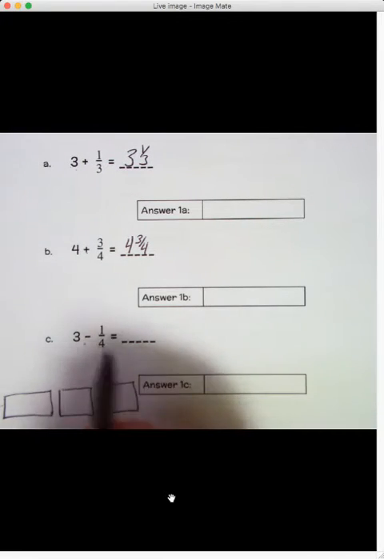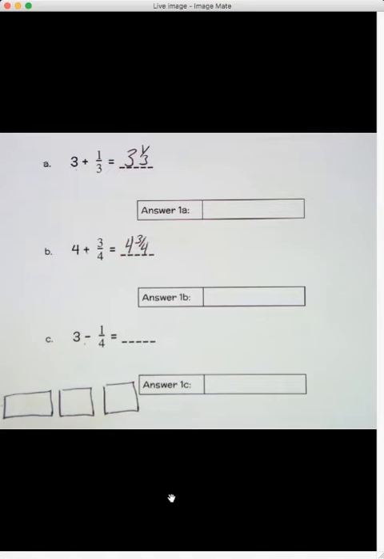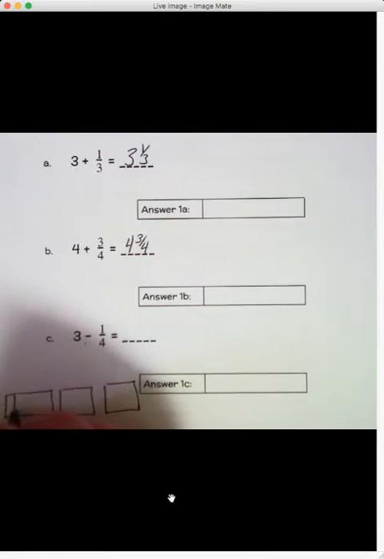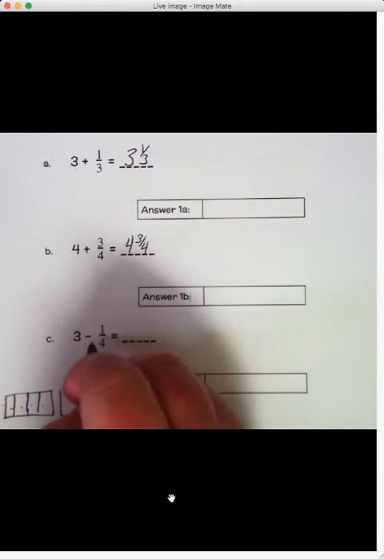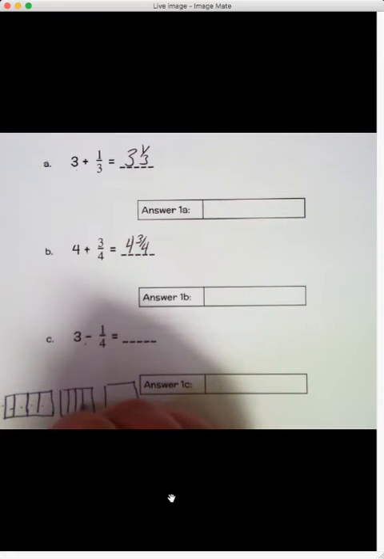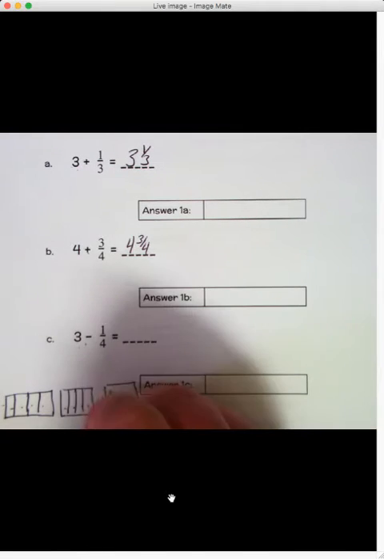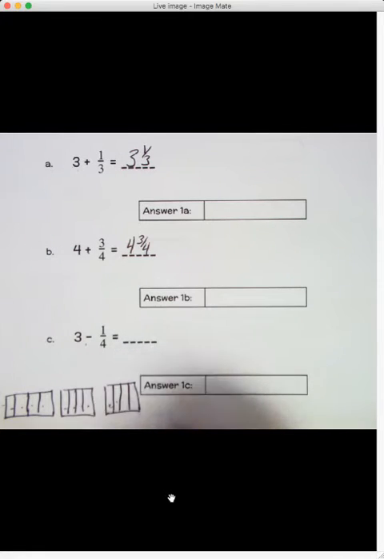But we've got to take away 1/4. How do we do that? Well, let's split these boxes into fourths. So that box has 1, 2, 3, 4 pieces. This box has 1, 2, 3, 4 pieces. And this box has 1, 2, 3, 4 pieces. Now, here's what I would tell you to do.